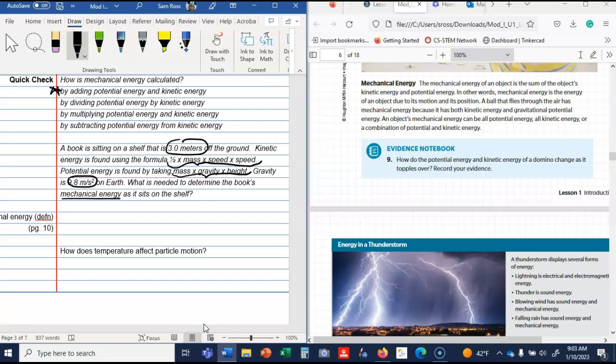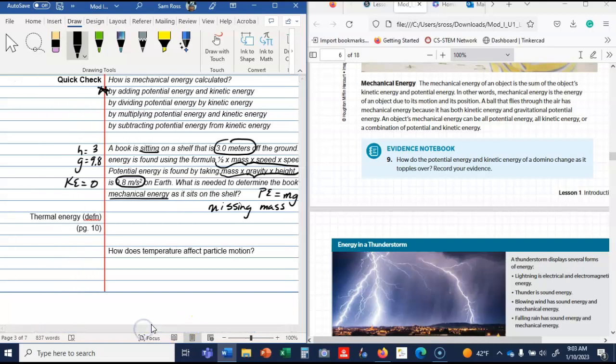So we know the height is equal to 3. We know that gravity is equal to 9.8. It's sitting on the shelf, so we know that kinetic energy is nothing, because kinetic energy requires motion. The gravitational potential energy is mass times gravity times height, and we are missing the mass. Let me know if I lost you there, okay?